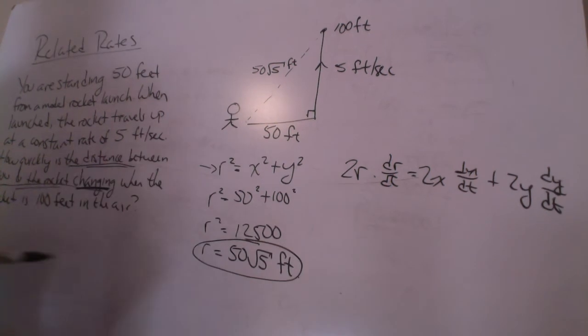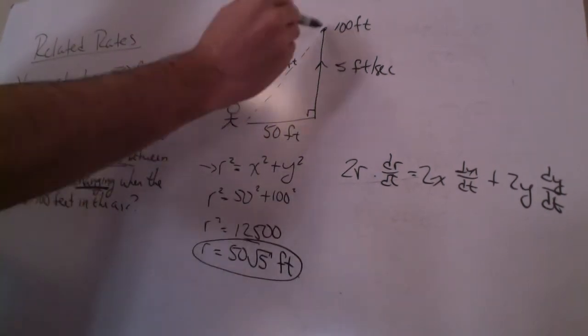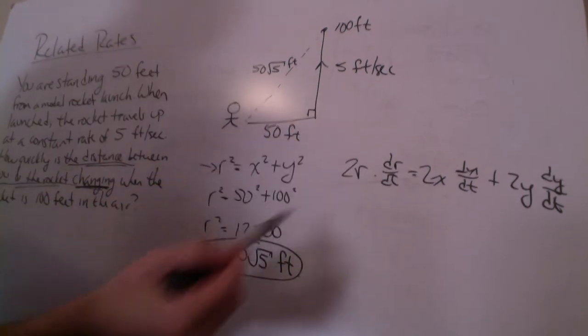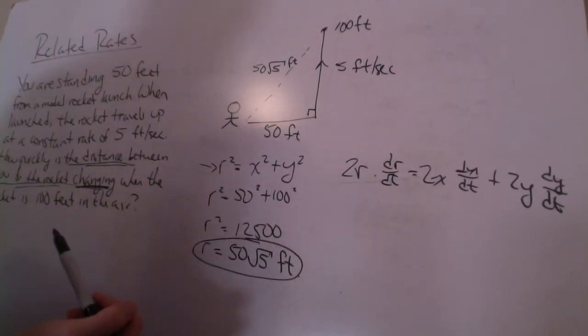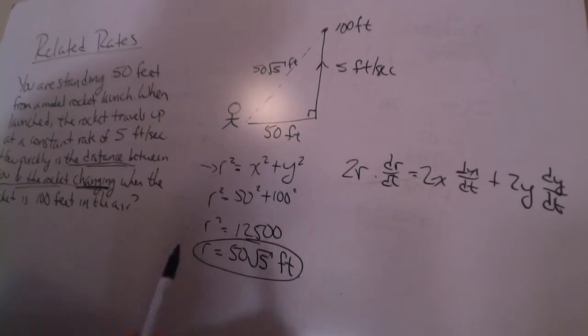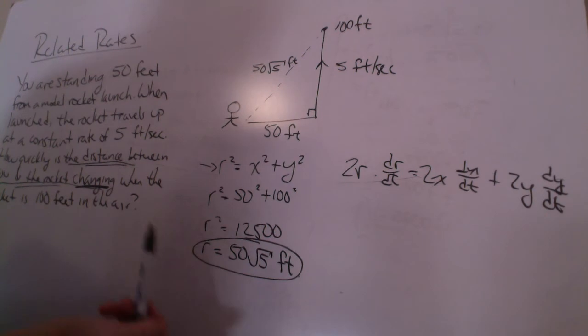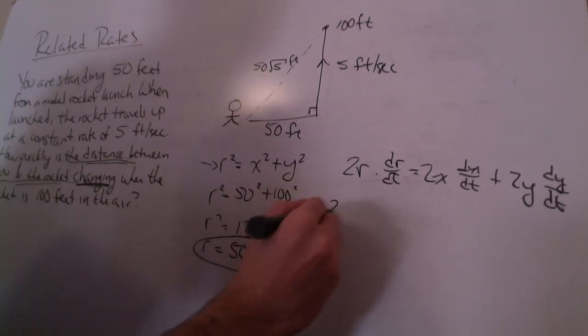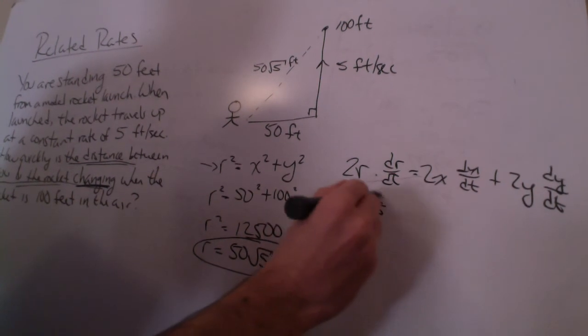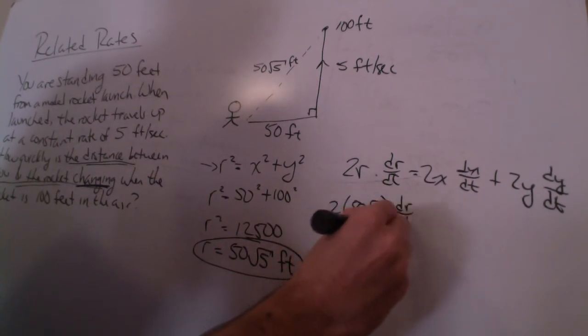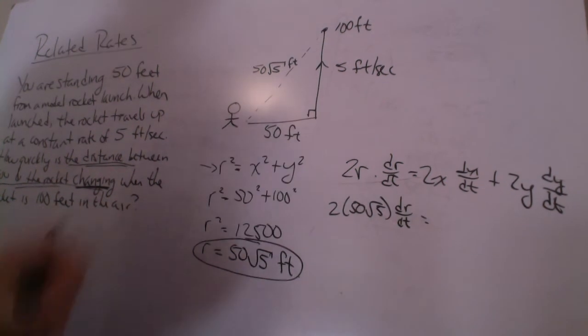What am I looking for? I'm looking for how quickly the distance between me and the rocket is changing. That's this distance here, so that's dr dt. I'm looking for dr dt. That means I should know r, x, dx dt, y, and dy dt in order to solve this. So let's just start plugging things in. I know that r is 50 root 5. dr dt. X is 50.